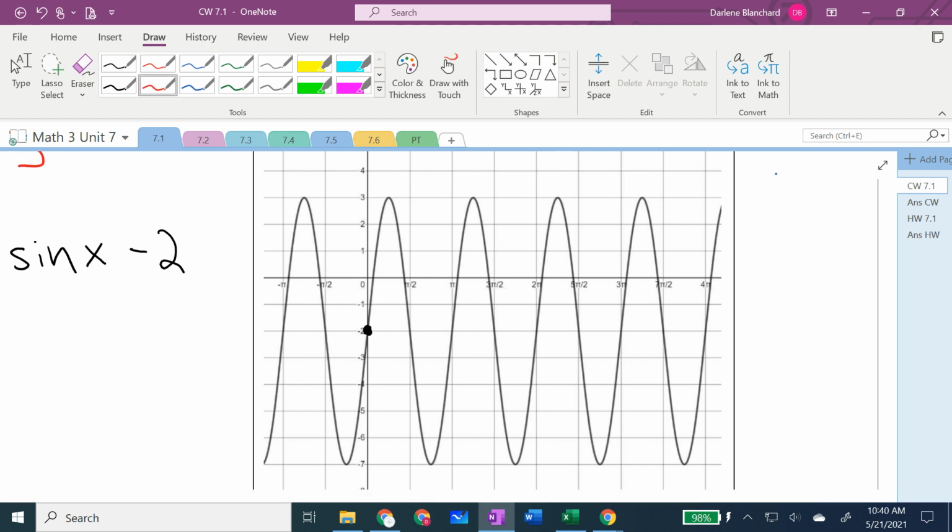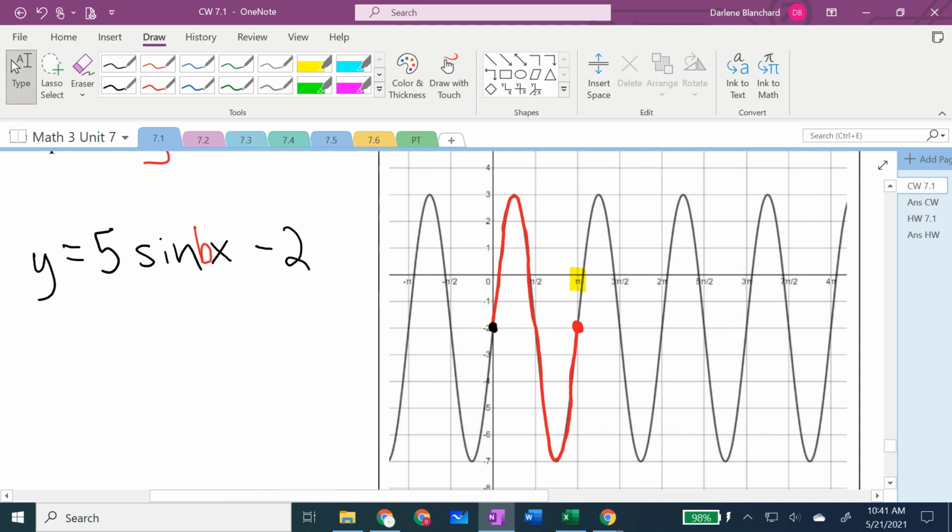I want to look at how long it takes me to go through the sine cycle. It takes me pi radians to go through one cycle. That means that I need to multiply my x by some number or divide x by some number. I also want to point out to you that because we were able to start the sine cycle at 0, we do not have a horizontal shift.